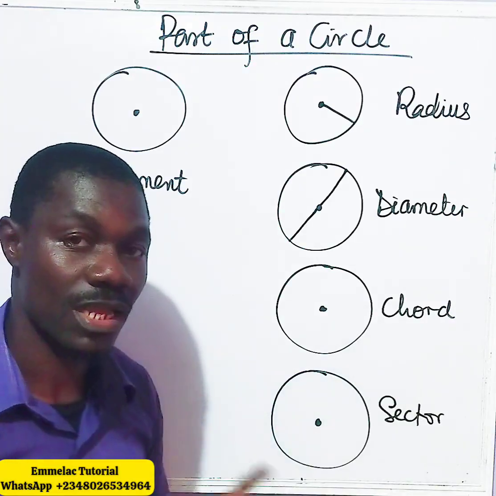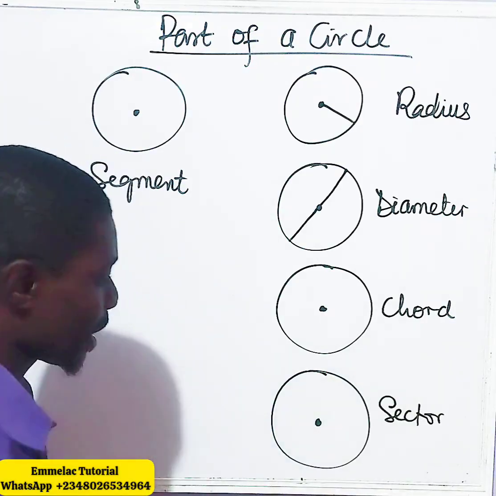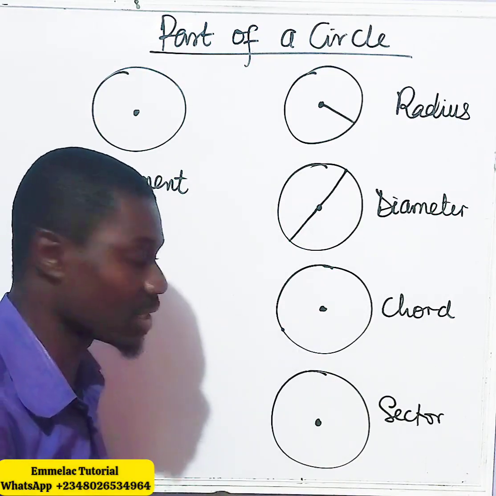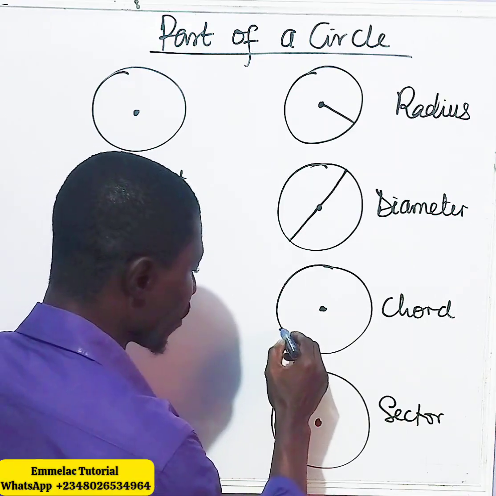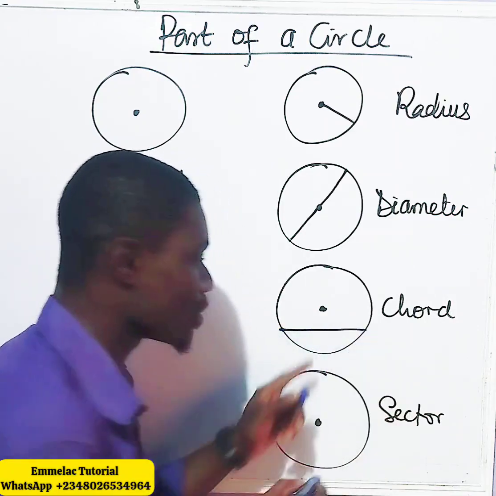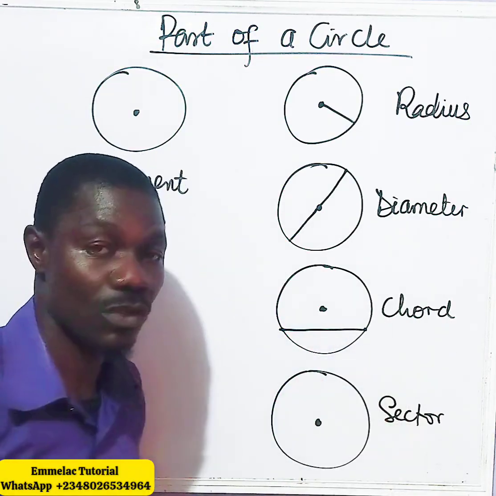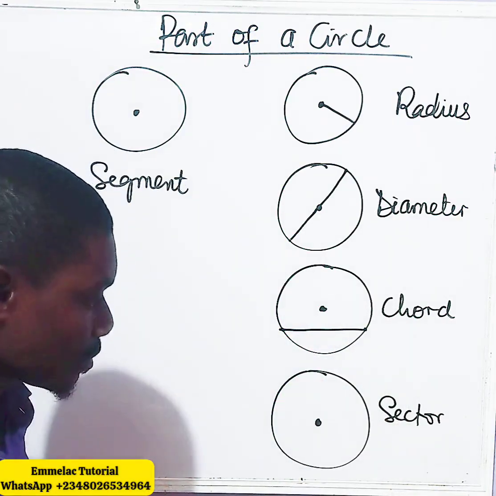Now a chord is also a line that starts from a part of the circumference of the circle and cuts across without passing the center of the circle, touching another part of the circumference of the circle.